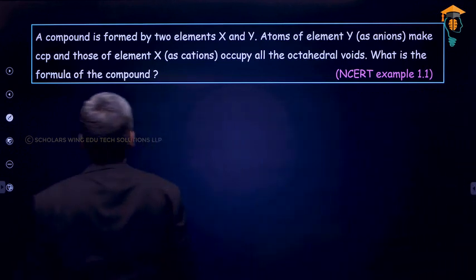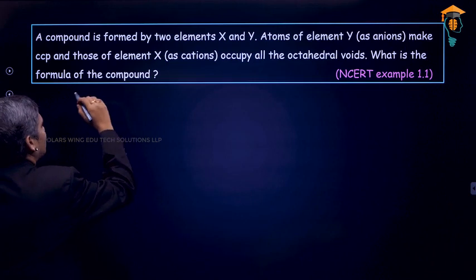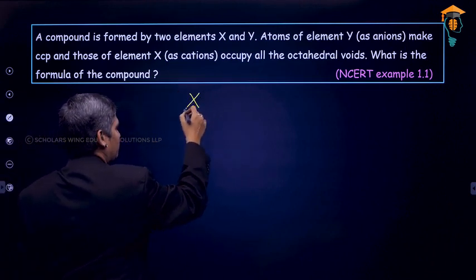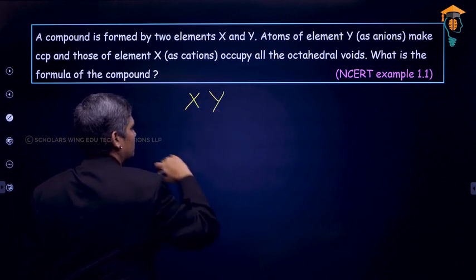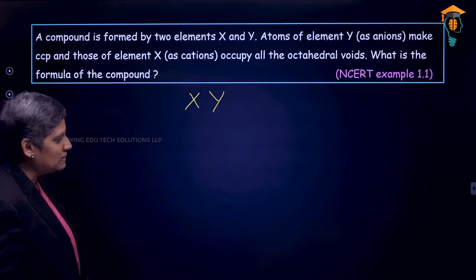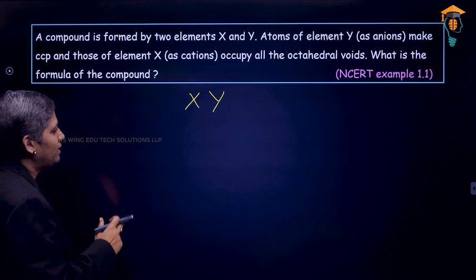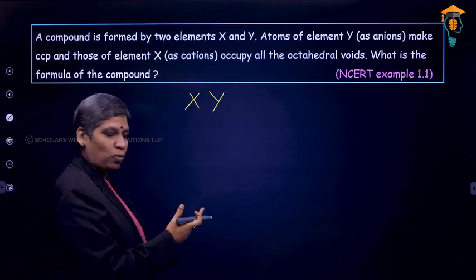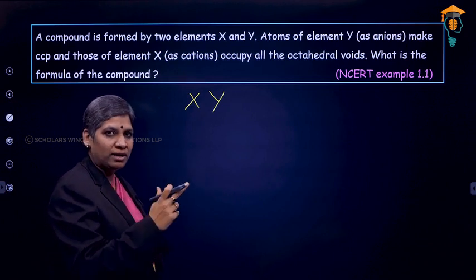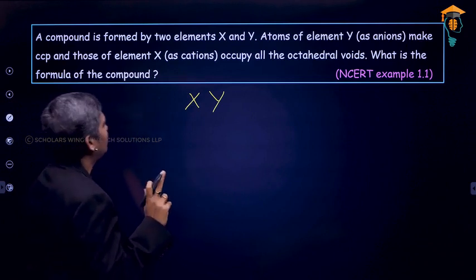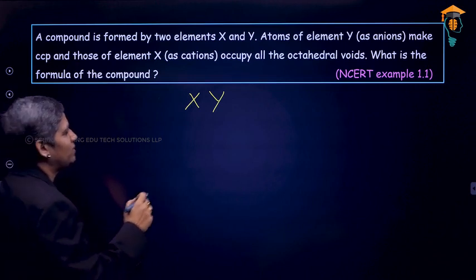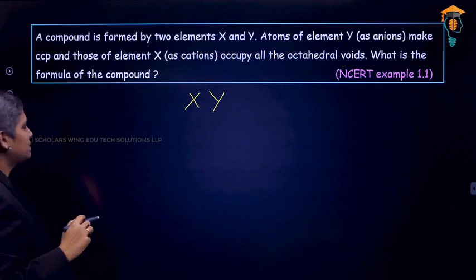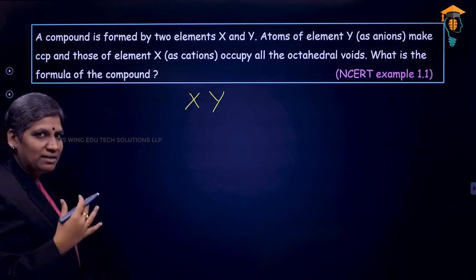So it's given that a compound is formed by 2 elements X and Y. To arrive at the formula, first of all, we should know the type of elements present. It is X and Y. And now we need to find the number of atoms of X and number of atoms of Y and find out the simple ratio that exists between them. For that, let us look at the data once again. It's given that atoms of element Y as anions make CCP. That means it's occupying the lattice points.